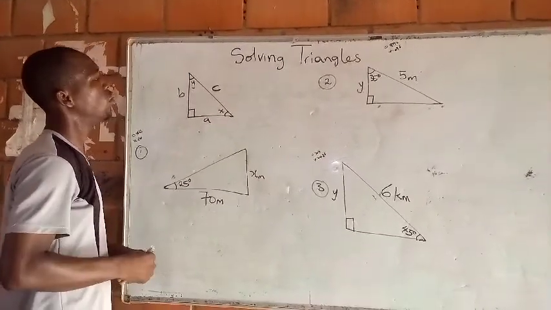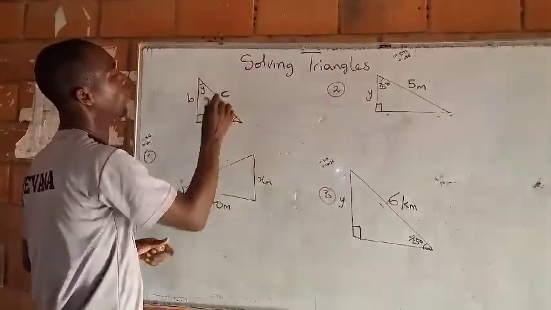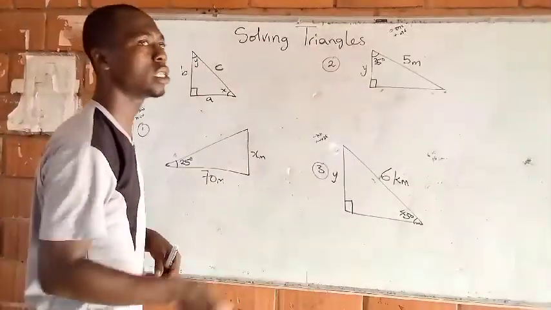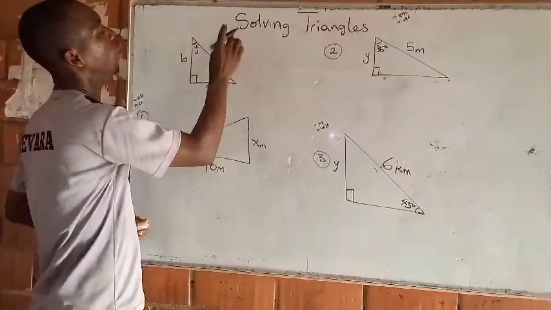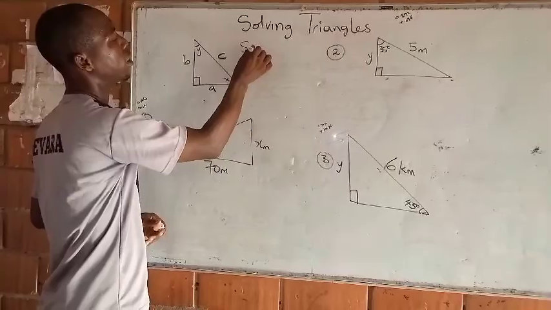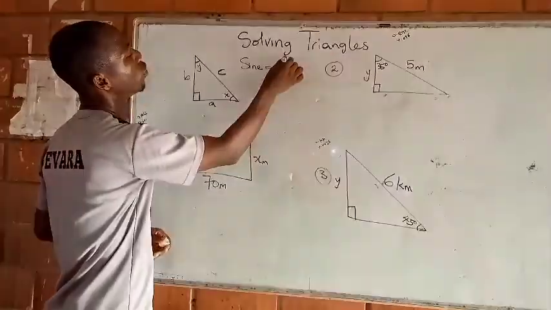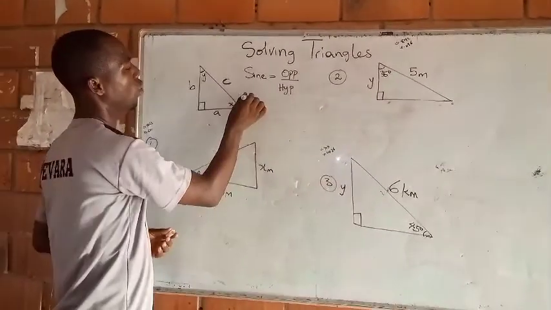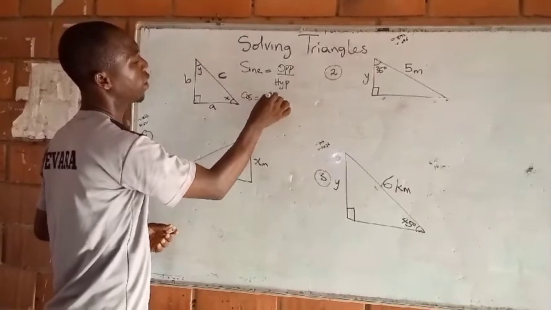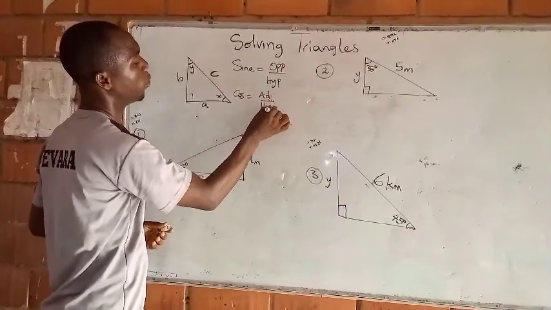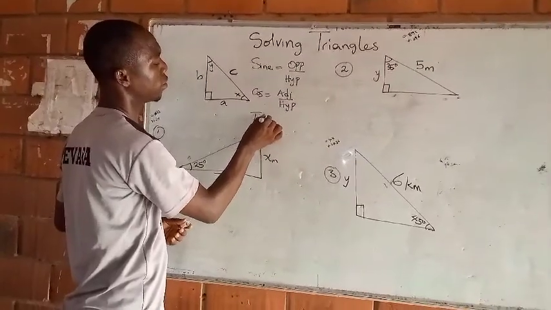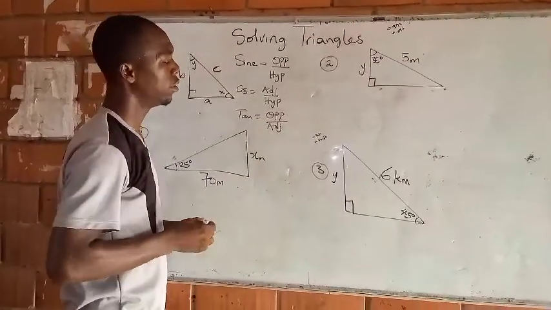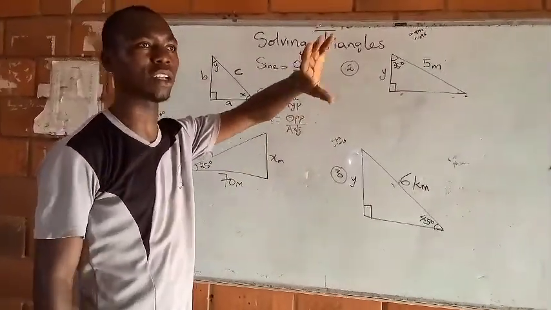So when we are given opposite and hypotenuse in a question, and we are looking for the angle, opposite and hypotenuse will make use of sine. Sine is equal to opposite over hypotenuse. Cosine is adjacent over hypotenuse, while tangent is opposite over adjacent. So this was where we got SOHCAHTOA from.